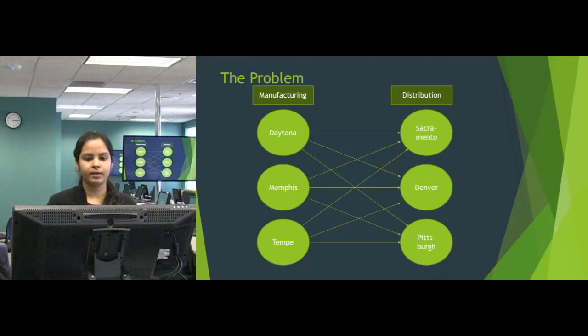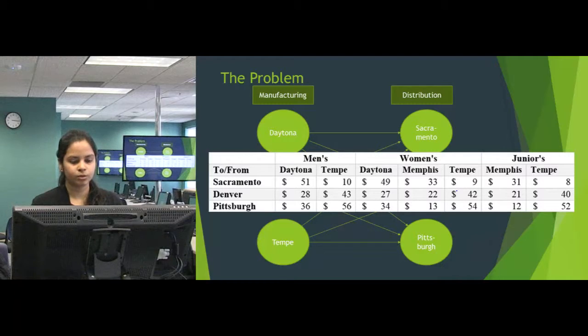So these are the three manufacturing plants and which distribute to these three locations, and all the manufacturing plants supply to all the three distribution centers. But there are two manufacturing plants, that is Memphis, which does not produce men's golf clubs, and Daytona, which does not produce juniors golf clubs.